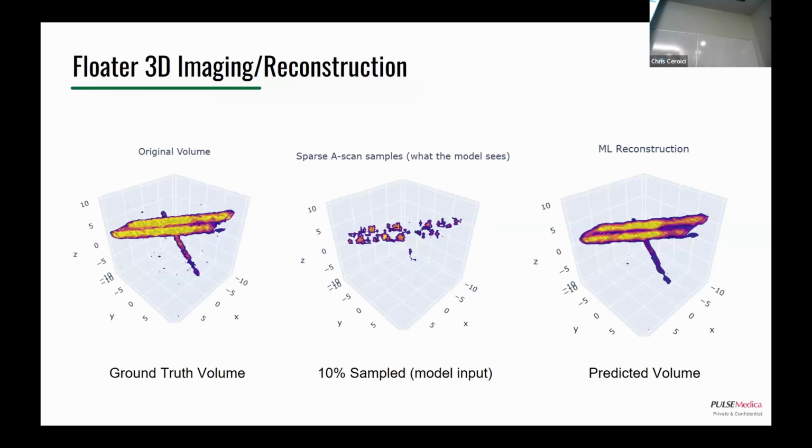So here's our original simulated floater. It's a few different strings in different directions. Here's our sparsely sampled A scans. Of our volume, we're only sampling 10% of those A scans. So this is what our model is seeing. This is the input, and then this is what we're able to reconstruct from that. With sampling only 10%, we can speed up our imaging by a factor of 10. So instead of an imaging rate of 1 volume every 10 seconds, we can get a volume per second. That's one big advantage here.